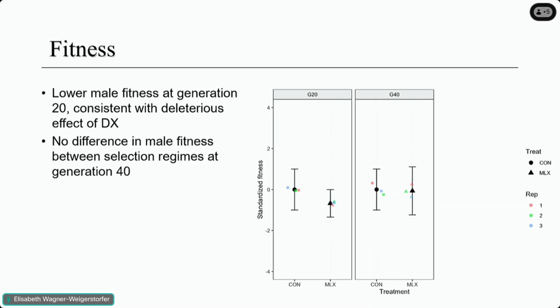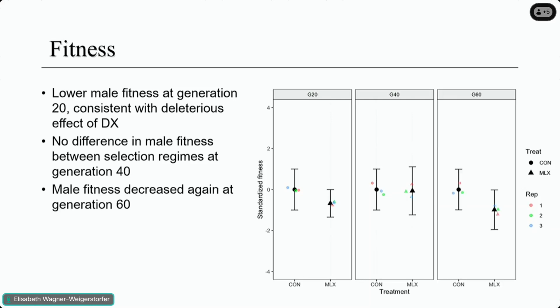Can you guess what's coming? No, it decreased again at generation 60. We were like, what? Why? Oh, so annoying. So we have this weird kind of hump-shaped pattern then where they're doing worse and then fine and then worse again. And if we accept that some sort of confounding effect of the DX that they hadn't fully adapted to at generation 20 is the explanation for this, we're still left wondering, well, why do they do bad again at generation 60?